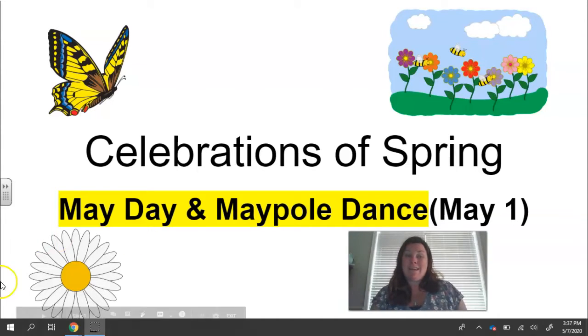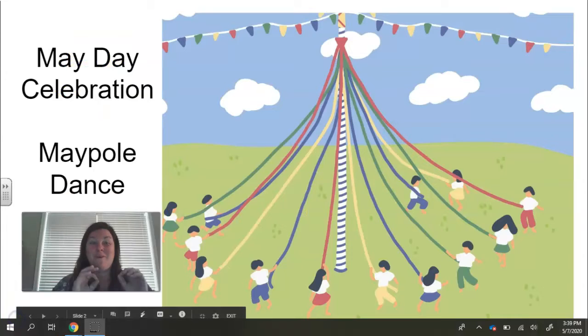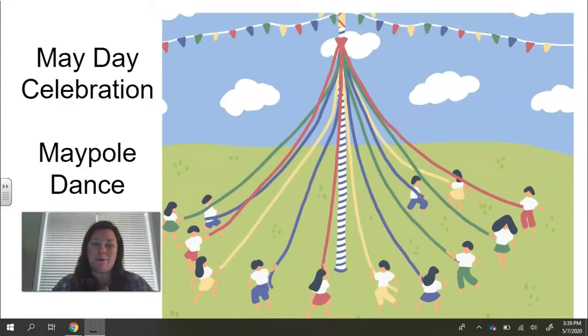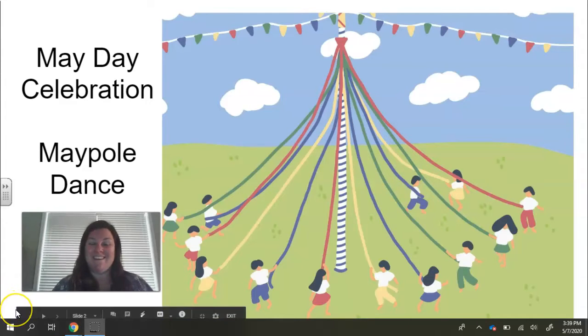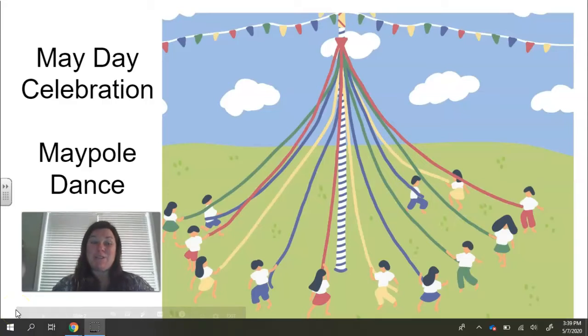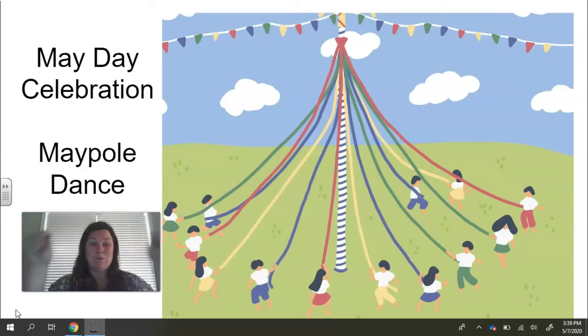Let's talk about what May Day is. One of the really neat things for me about May Day celebration is this fabulous maypole dance. See how there's a big long pole in the middle? And then there's kids and girls and boys and everybody all around holding a ribbon, and they dance and twist it up.